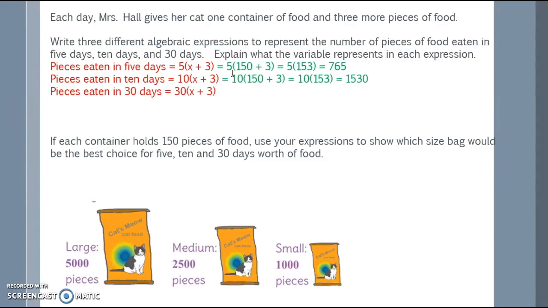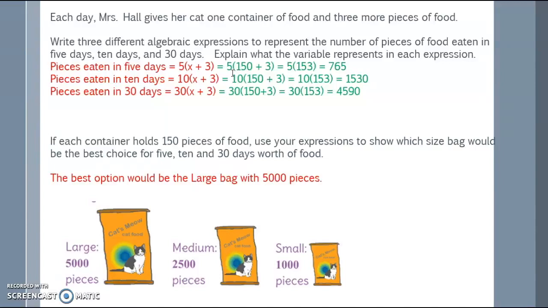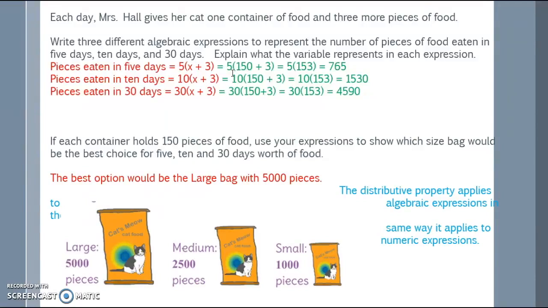Similarly, we'll take 10 times 153, which is 1,530 pieces, and 30 times 153, which is 4,490. Now we can determine which size bag of food would be the best choice for 5, 10, and 30 days. The best option would be the large bag with 5,000 pieces for 30 days. The medium bag wouldn't have quite enough, so we would need the large bag with a little extra left over. The distributive property applies to algebraic expressions in the same way it applies to numeric expressions.